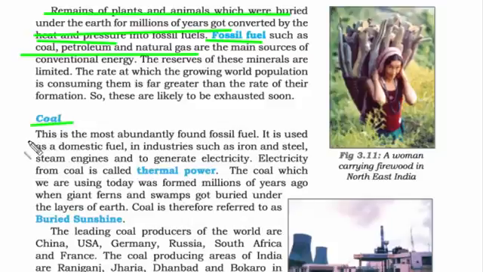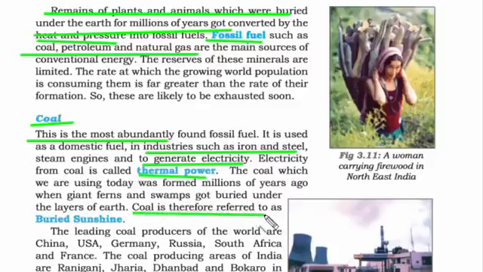They're found in abundance. So coal is used in industries such as iron and steel. But more importantly, we use coal to generate electricity, and it is called thermal power. So coal is found beneath the earth's surface. Therefore, it is referred to as buried sunshine.